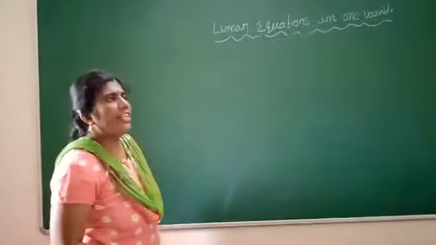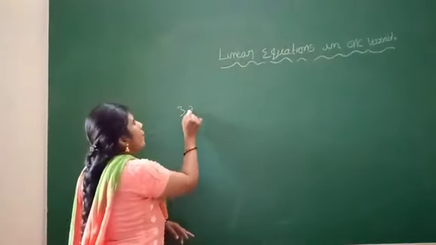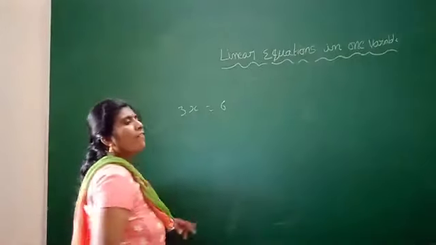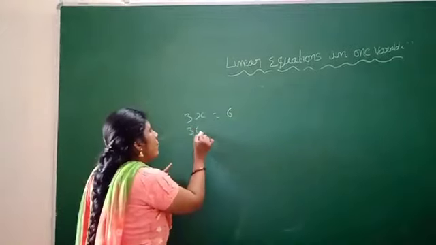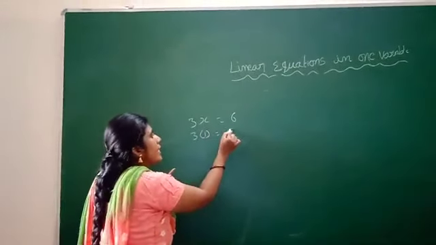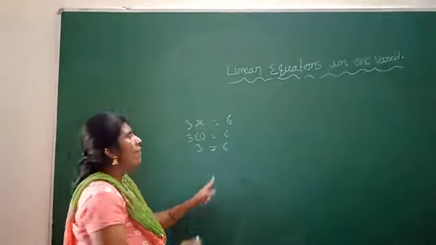Solving the linear equation in two methods. First one, trial and error method. 2x equal to 6. First, substitute x equal to 1. 2 into 1 is 2, and 2 is not equal to 6. It is not satisfied.